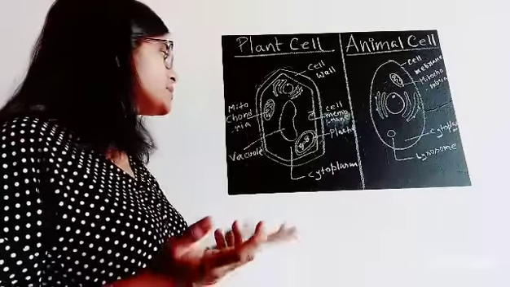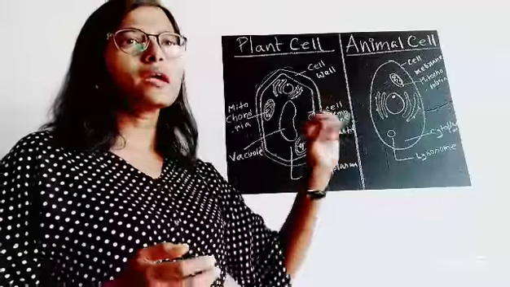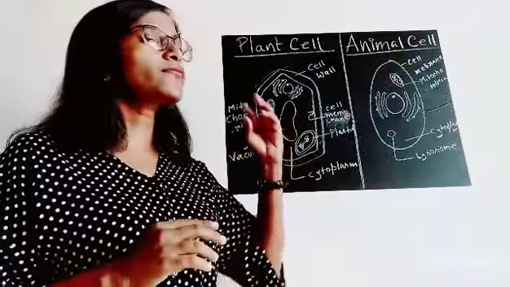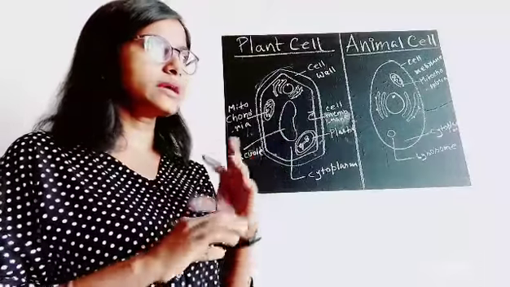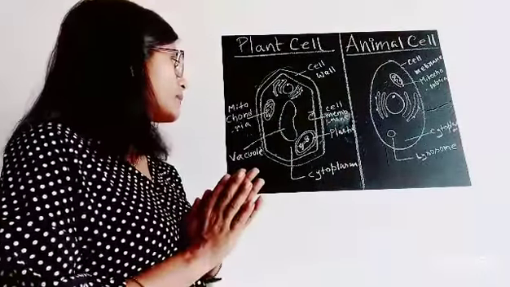Okay, but in animal cells there is no such large vacuole. If any vacuole is present, they are very small in structure. They are not very big like in plant cells.